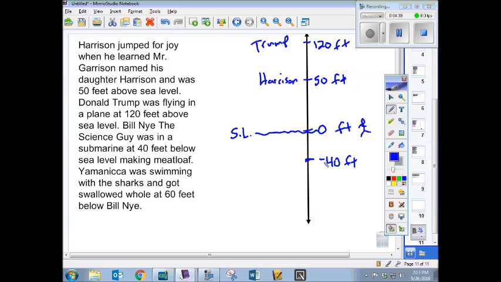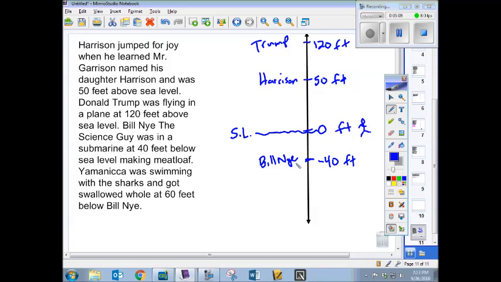Notice how I put negatives on there. A lot of people just want to leave that as 40, right, everybody? But is that correct? No, because when we're doing a number line, numbers below 0, or if it's horizontal, to the left of 0, have to be negative, right? Okay, everybody got that? Okay, so I know that's going to be negative 40 feet, and that is where Bill Nye is.